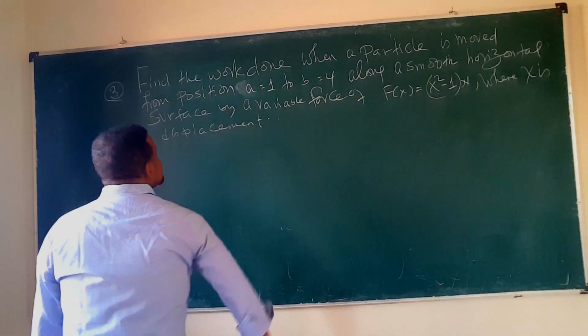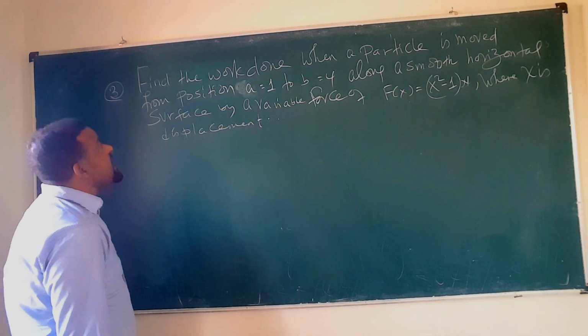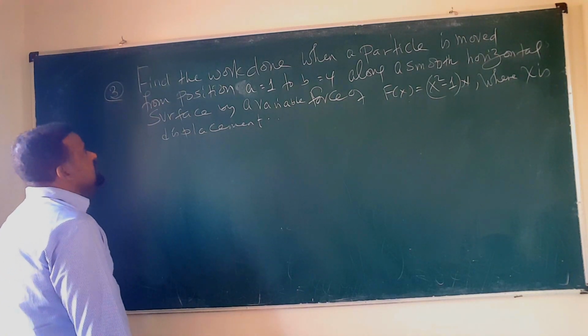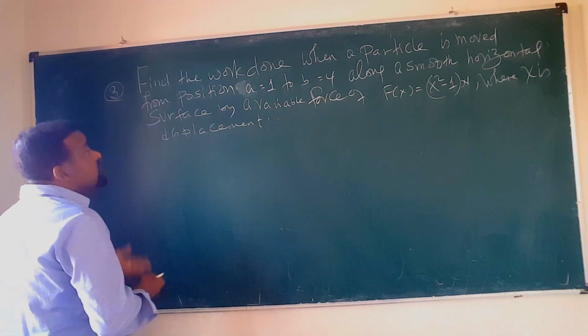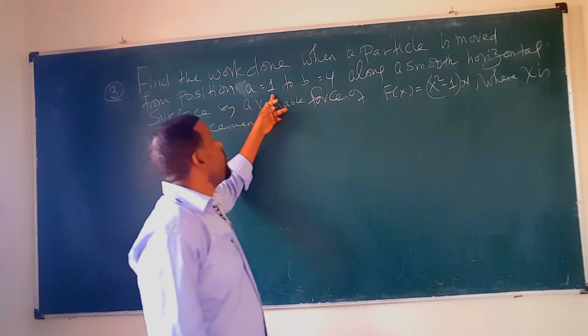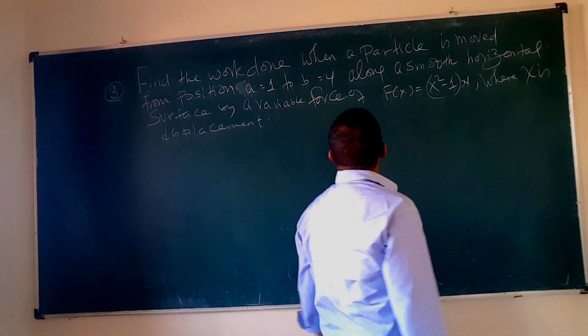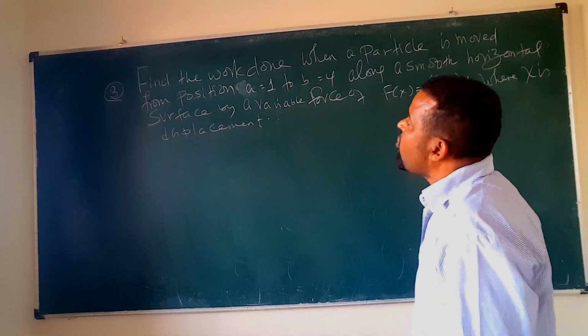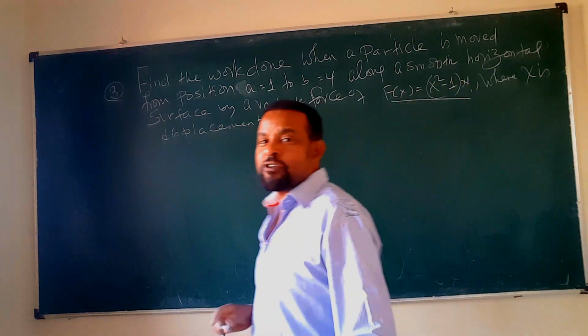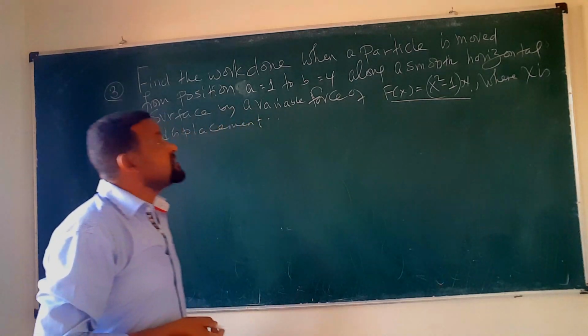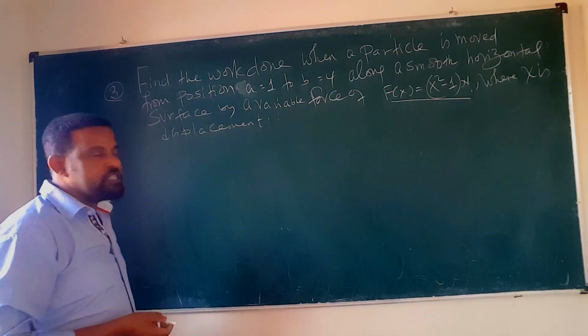So the next problem is about work done. Find the work done when a particle is moved from position A, or x1, equal to 1, to x2, or B, equal to 4, along a smooth horizontal surface by a variable force F of x equal to x squared minus 1, in Newton. The force is in Newton.